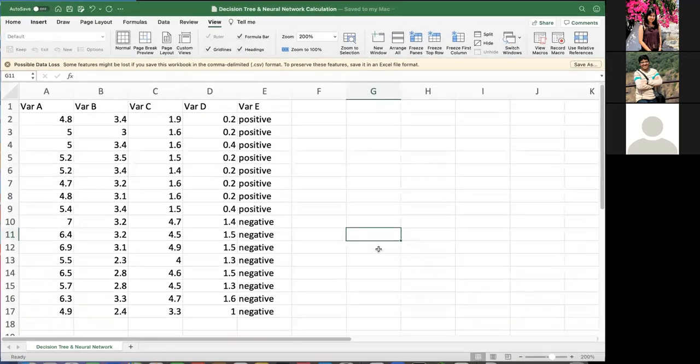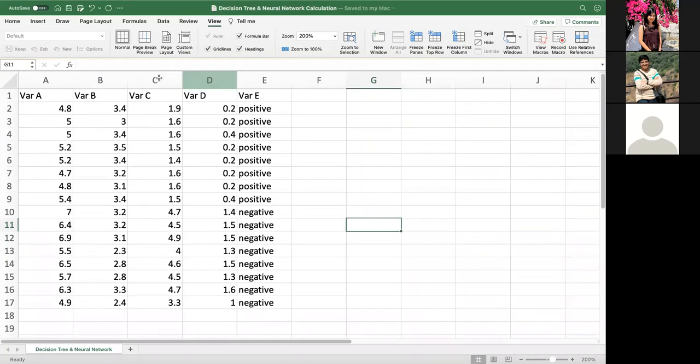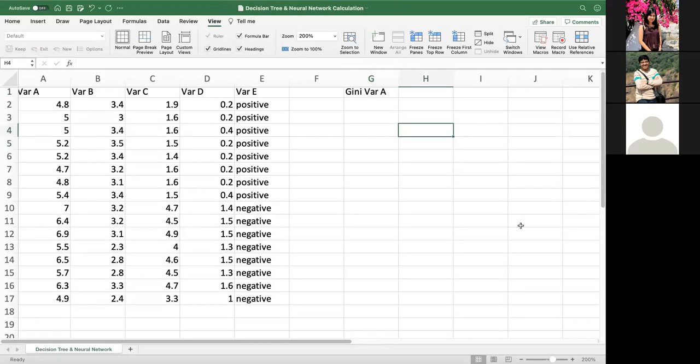So you have the data like this. A, B, C, D are your independent variables. Variable E is your dependent variable. Now I will calculate Gini for variable A, and we will start with the classes first.